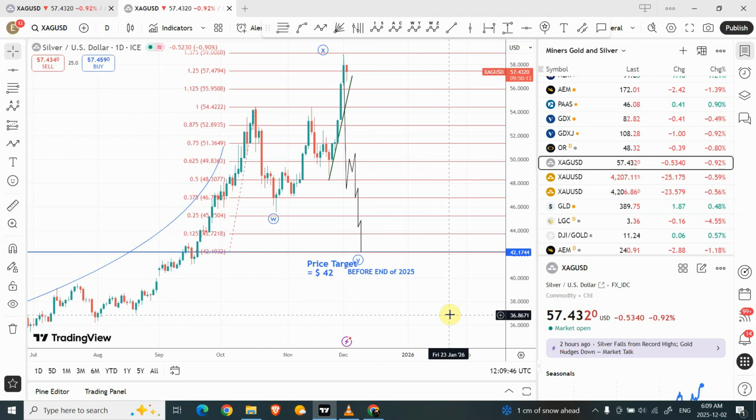We are going to continue our analysis of gold and silver. As from my previous video, if you are unaware, I am biased on the bearish side of gold and silver. I'm expecting that we are going to see a strong bearish move that will be completing the correctional pattern that actually started a few weeks ago now.